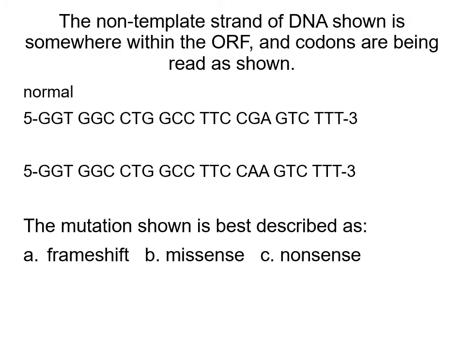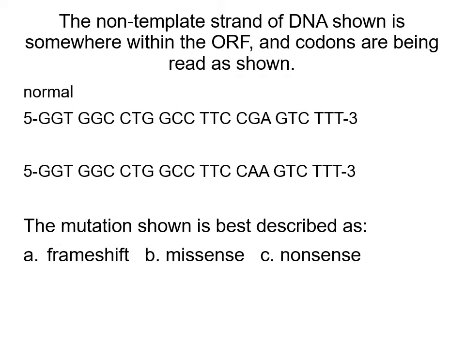So here we're showing a non-template strand of DNA, and the codons are being read as shown. We've got the normal one, which has a CGA codon, and then underneath that we have a CAA codon. So there's obviously been a new change, a mutation in that codon, and that could or could not change the actual meaning of the codon.